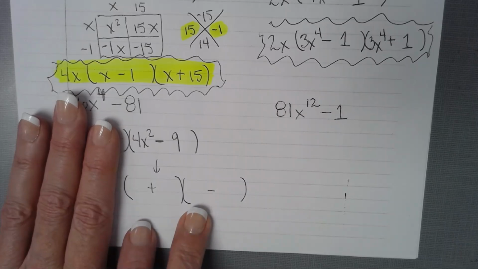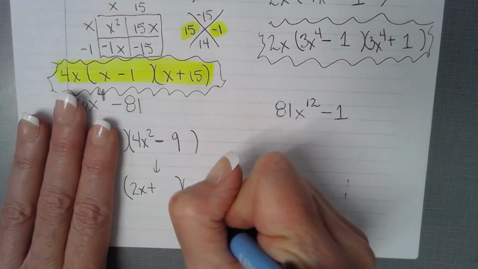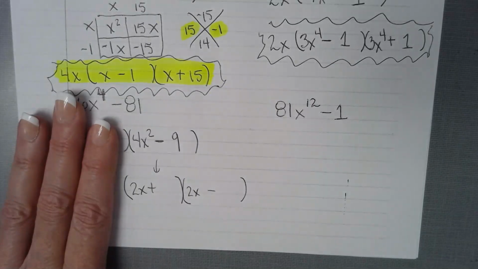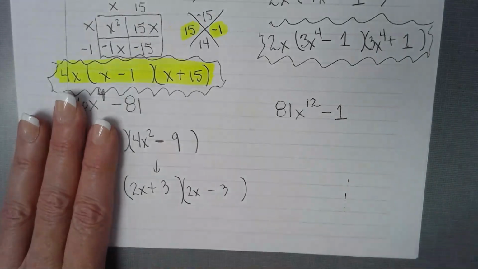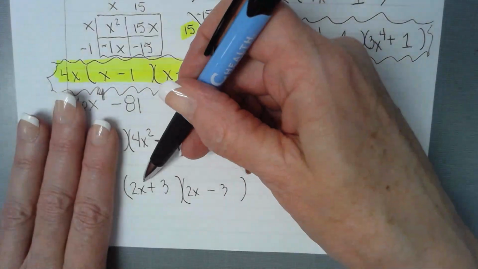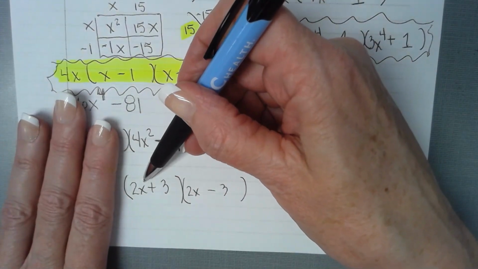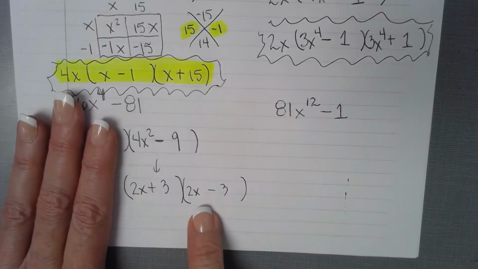Okay, what did you put in the front slots? 2x. 2x in the front slots. What did you put in the back slots? 3. Now y'all, if you're like, well, Miss Patrick, how do we know we stop? Y'all, when you get down to an x to the first power, that cannot be broken apart. X to the first power, there's no way to break that thing down again. So that is a clear indicator you're done.